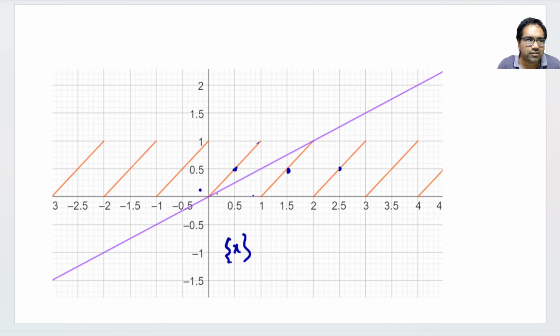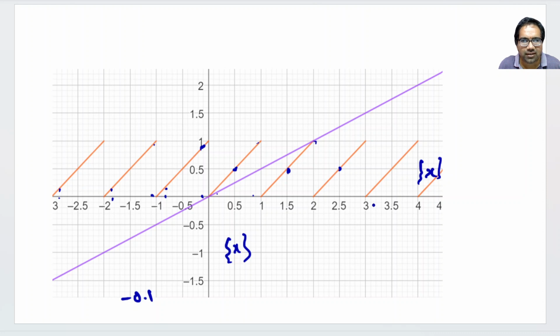Now, similarly for negative ones, please note when x is minus 0.1, it is 0.9. It is not 0.1. For minus 0.9, it is 0.1. Similarly, for minus 1.9 it is 0.1, for minus 2.9 it is 0.1, and for minus 1.1 it is 0.9. Like this. So this is the graph of the fractional part of x.